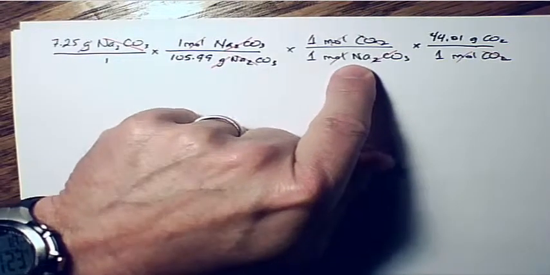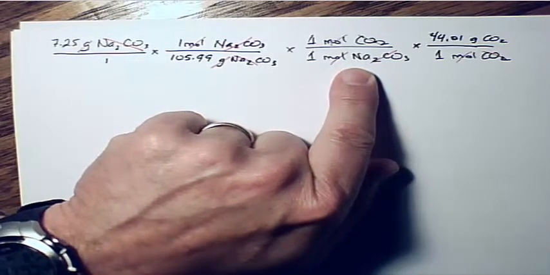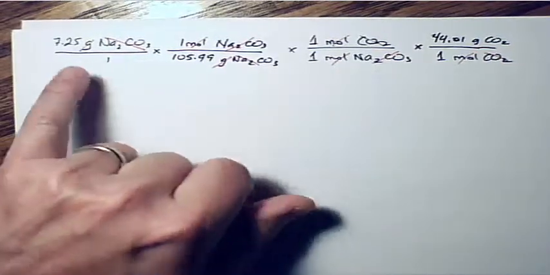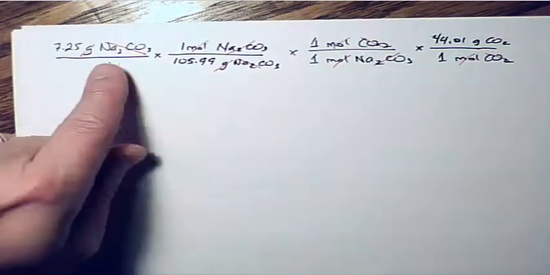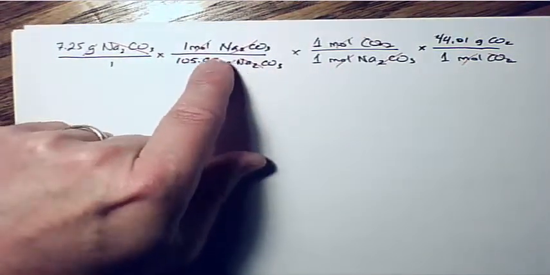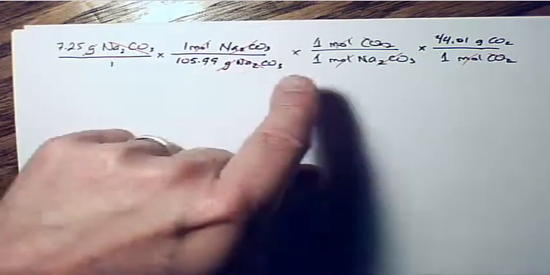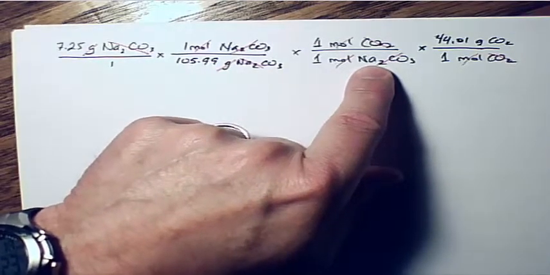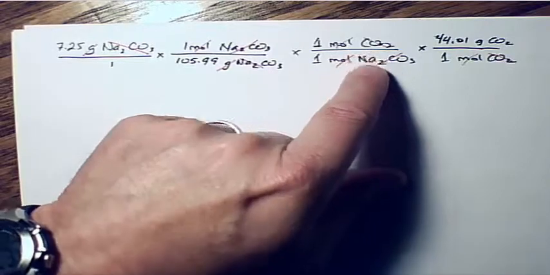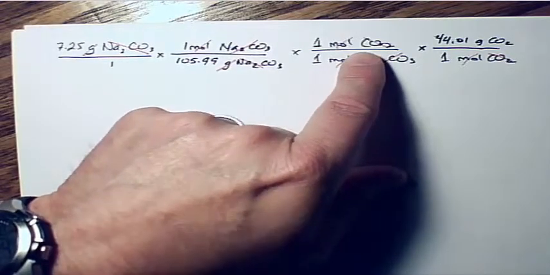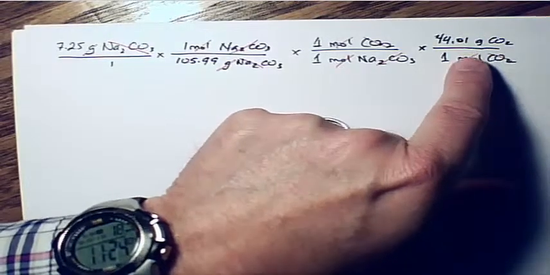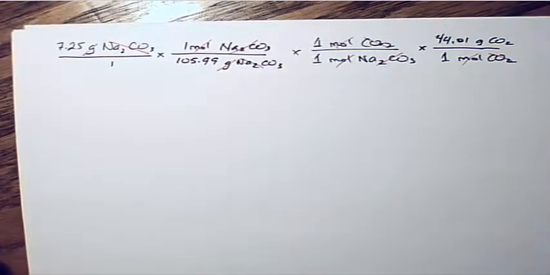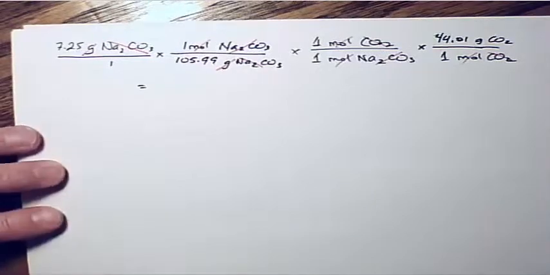The central thing is this molar ratio from the balanced equation. When you go from mass of this to mass of this, you've got to first convert to moles using the molar mass ratio. Once you have moles of this, you convert to moles of the other thing using a molar ratio. And then once you have moles of the second thing, use another molar mass ratio to get to the mass. Plug it in the calculator and see what you get.